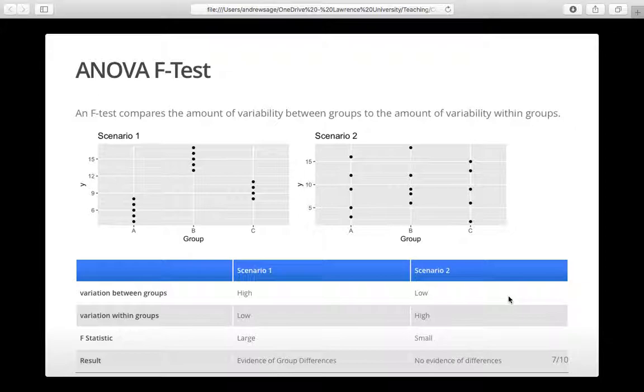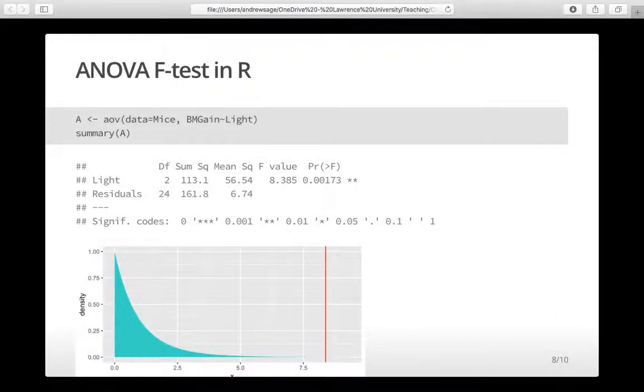When we have little variability between the groups, but a lot of variability within the groups, then we don't really have evidence of differences, and the F statistic we calculate will be small. Let's use R to calculate the F statistic in the mice example.